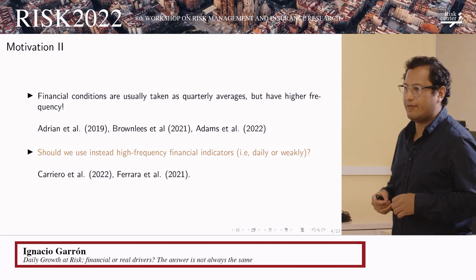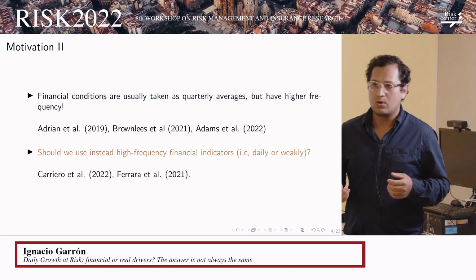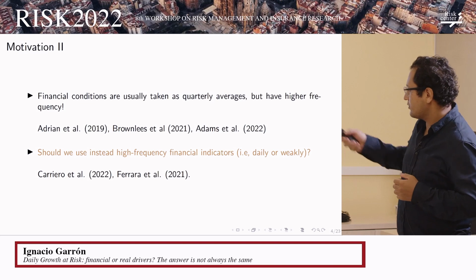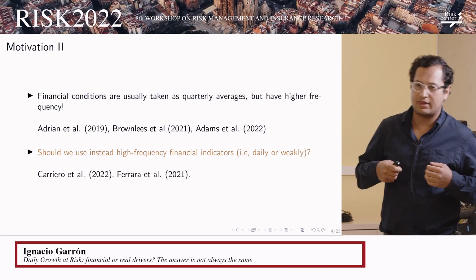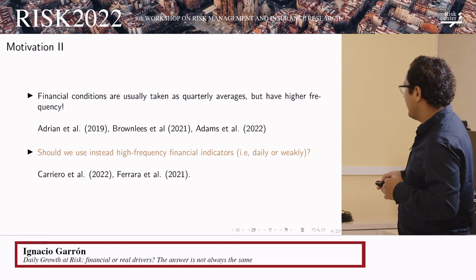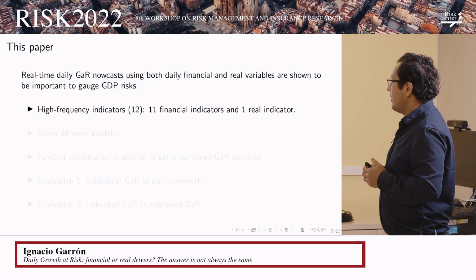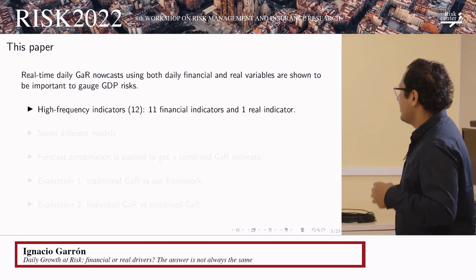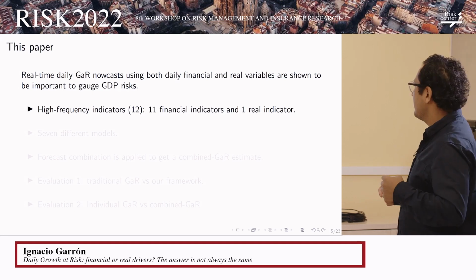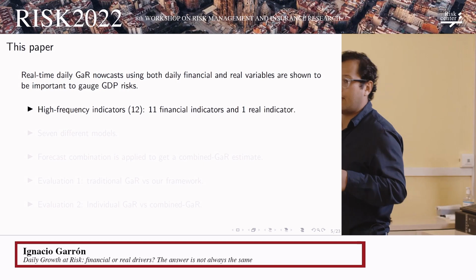And here we have 2 excellent papers of Carriero and Ferrara who do this, the first one for the US using weekly indicators, and the second one for the Eurozone using daily indicators. Okay, so what do we do in this paper? I will show you a real-time daily growth at risk nowcast of the GDP growth of the US.